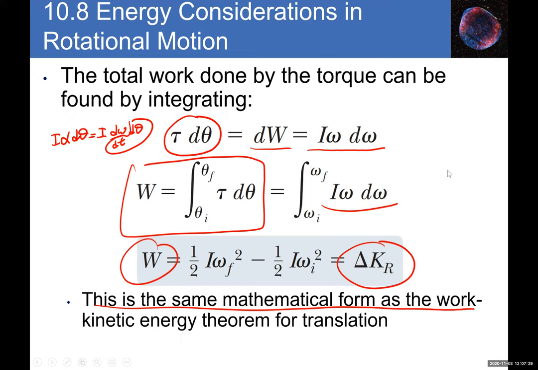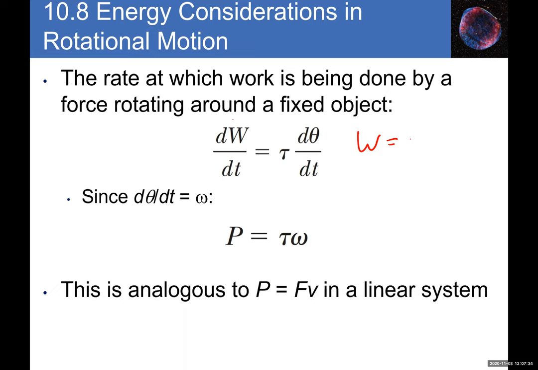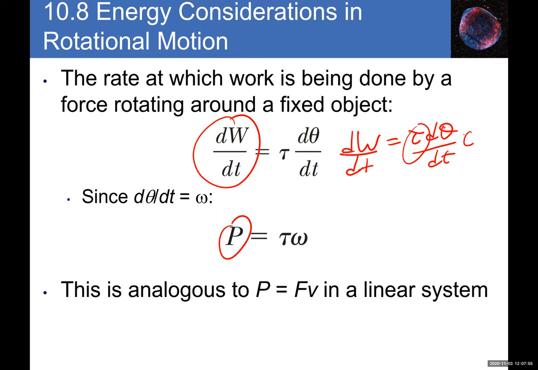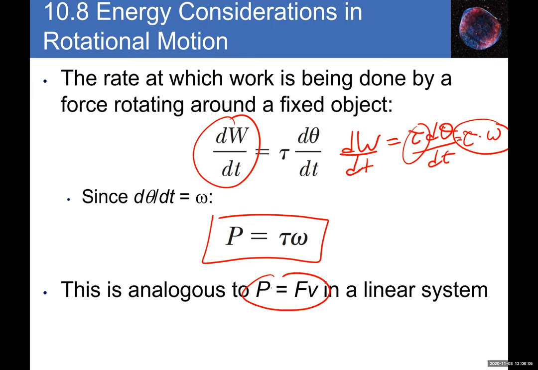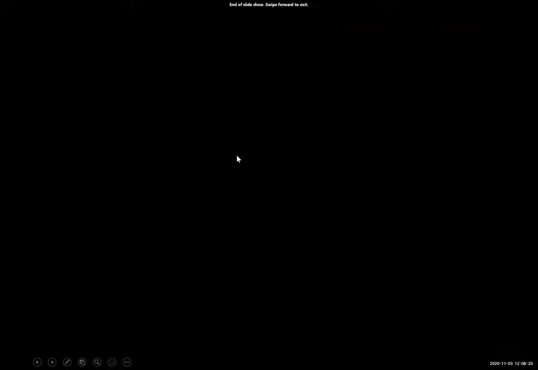So in a way, if the work done is torque times d theta, the derivative of the work done, remember, is the power. And this will be torque times angular velocity. So power is equal to torque times angular velocity, which is similar to force times linear velocity. Remember, torque is analogous to force, and omega is analogous to linear velocity. So most of the equations are pretty much the same format, just replaced with the angular variables. All right, so that's it for part 2.